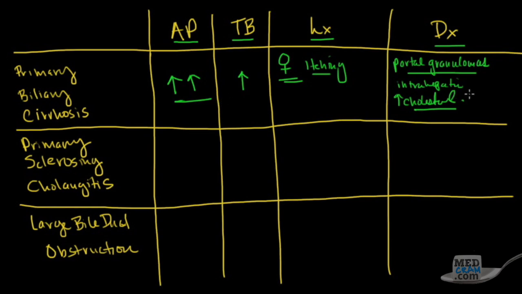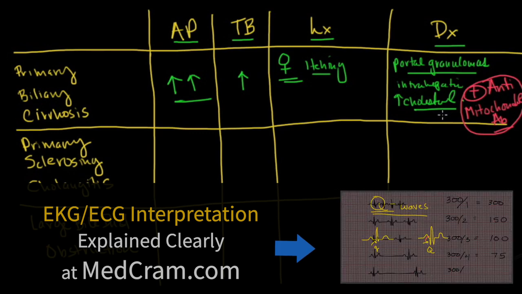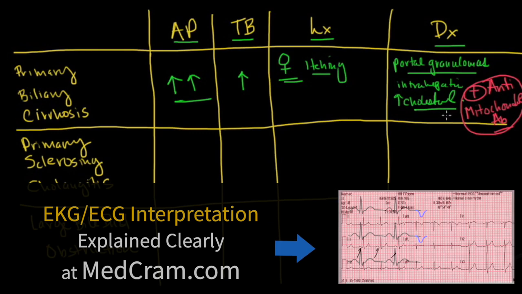Here's the key, though, for the diagnosis, and this is what they're going to test you on: you're going to have positive anti-mitochondrial antibodies. That's the key. Positive anti-mitochondrial antibodies more than 95% of the time. You can diagnose this with liver biopsy. So if you've got a lady who fits into this category, make sure you get an anti-mitochondrial antibody.